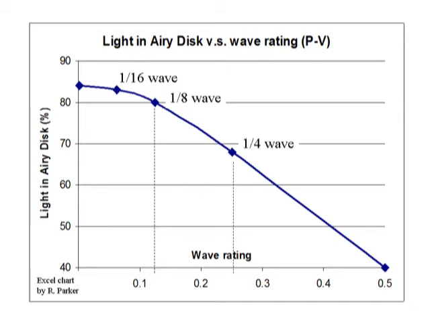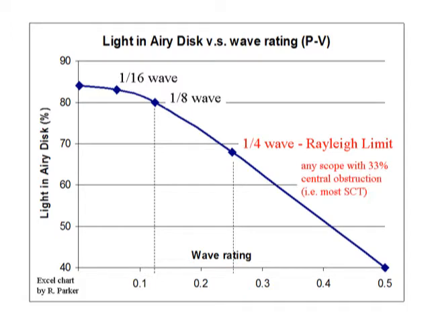So let's take a look at a couple of points here. We've got the Rayleigh limit at a quarter of a wave. And if you need to get a little calibrated on that, keep in mind that every Schmidt-Cassegrain telescope out there has got a central obstruction that's 33%. That means, because of that central obstruction, that telescope system is quarter wave, at best. If the optics are absolutely perfect, beyond reproach, it's a quarter wave system.